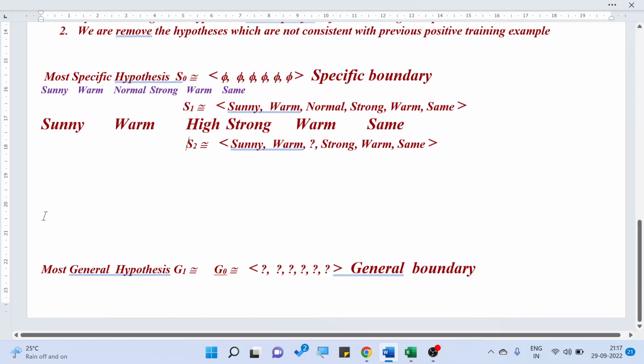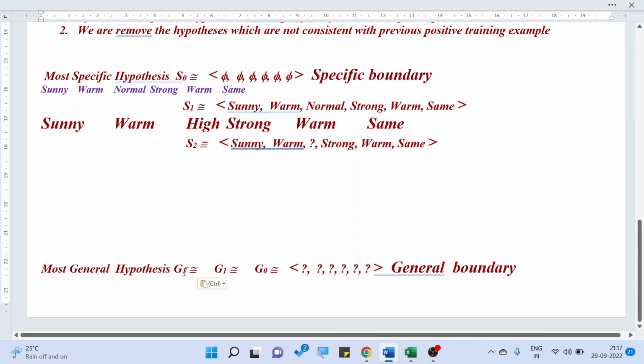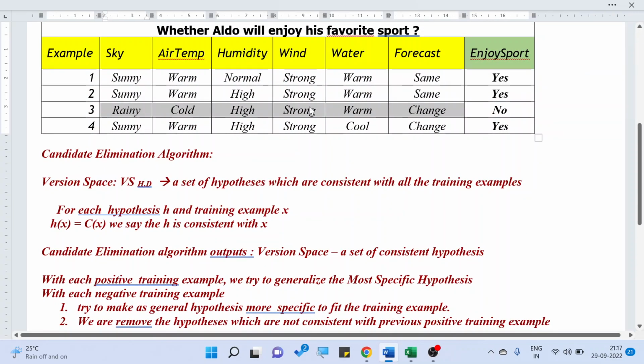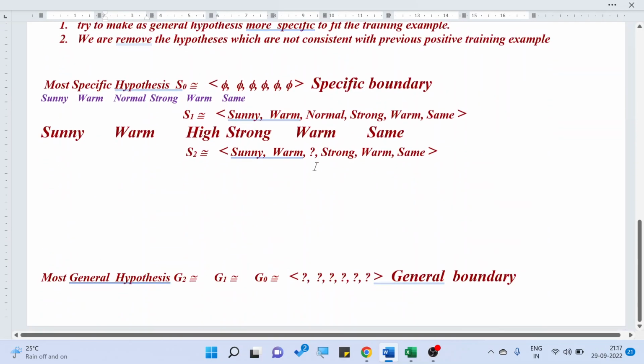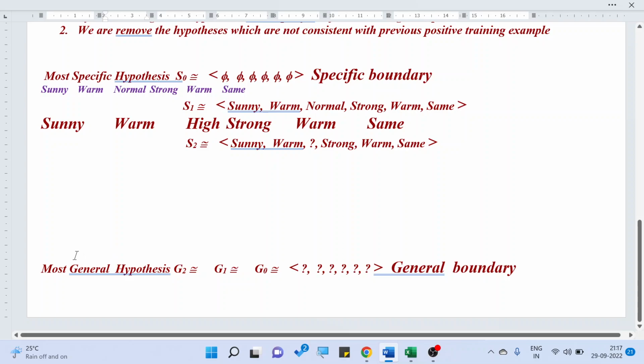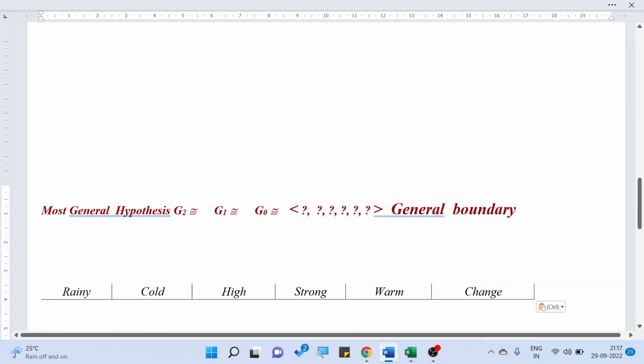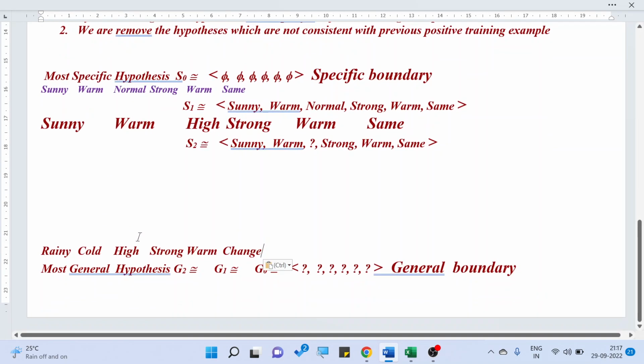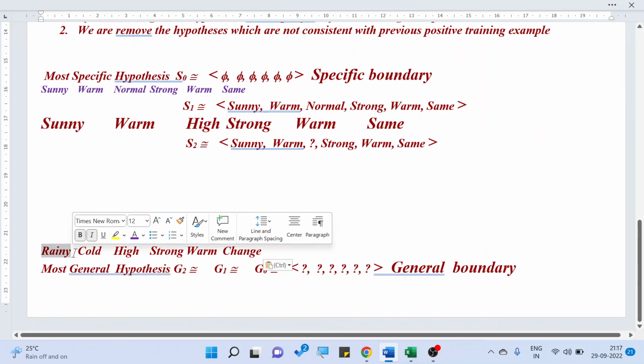What about G2? Because this is a positive example, it already satisfies the general boundary. So G2 is equal to G1 is equal to G0. Now, the third example, this is a negative example. When it is a negative example, we have to modify the general boundary.